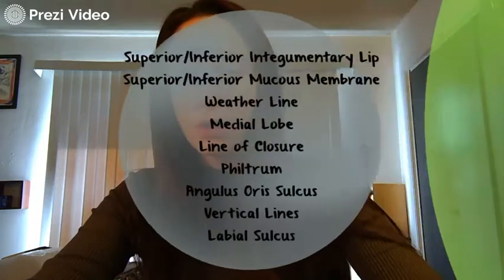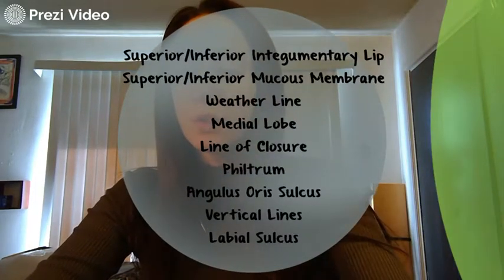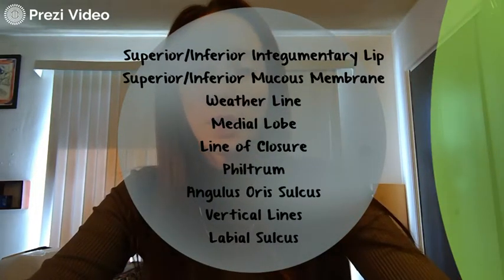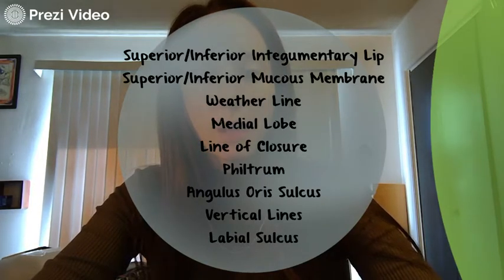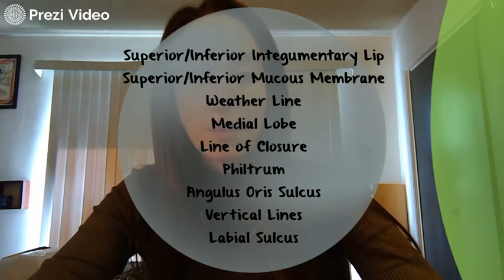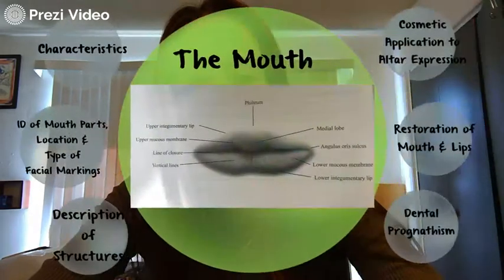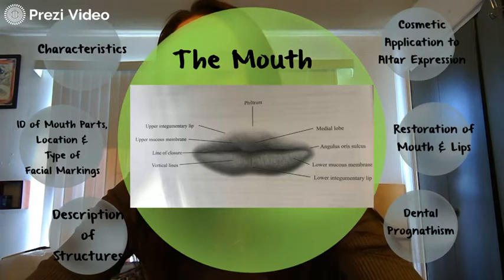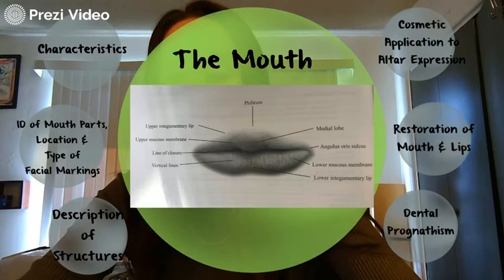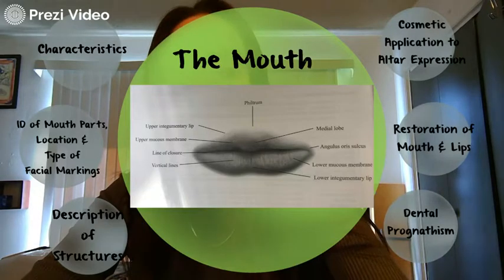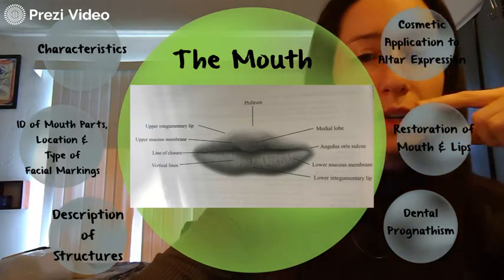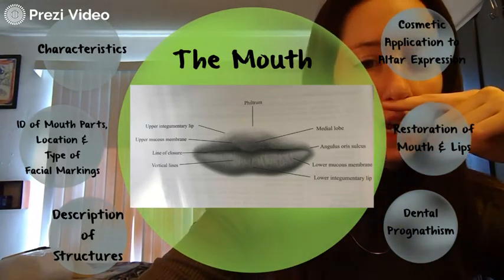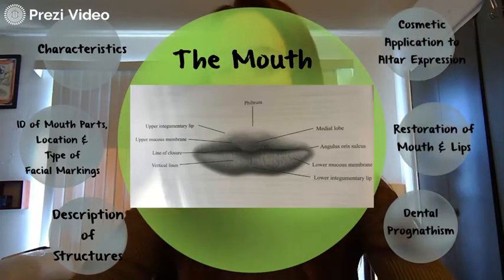Okay, we're going to go into identification of mouth parts, location, and type of facial markings. They're listed here, but just like last time, I want to go back to the photo where you can actually see where they are on the mouth, so I'll go back out there. Here they are. So first we'll start with the superior integumentary lip. This is going to be the area between the base of the nose and the superior margin of the superior mucous membrane. So that's going to be the area between the upper lip and the base of the nose.